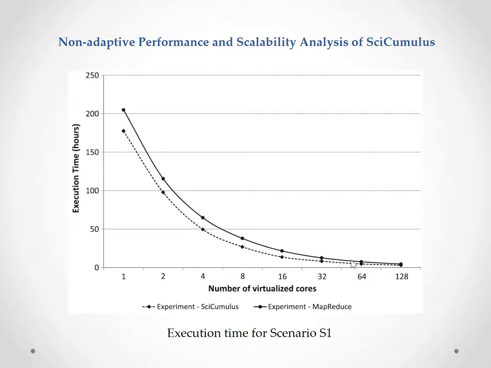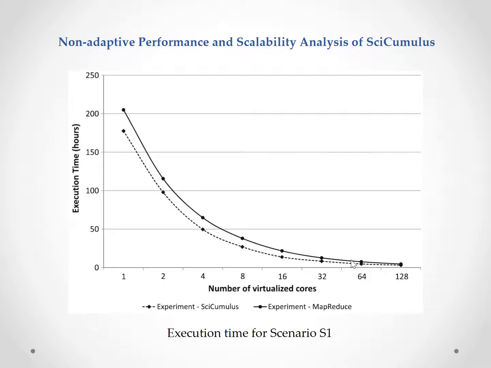Now let's get into the non-adaptive performance and scalability analysis of SkyCumulus. This graph here represents the execution time for scenario 1. Scenario 1 focuses on performance by setting alpha 1's value to 0.9, alpha 2's value to around 0.05, and alpha 3's value to around 0.05. The execution time is obtained as we can see in this graph.